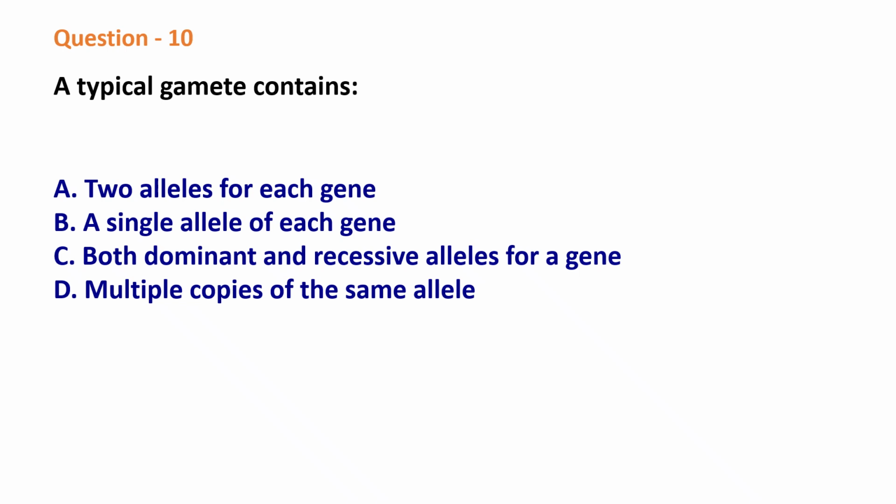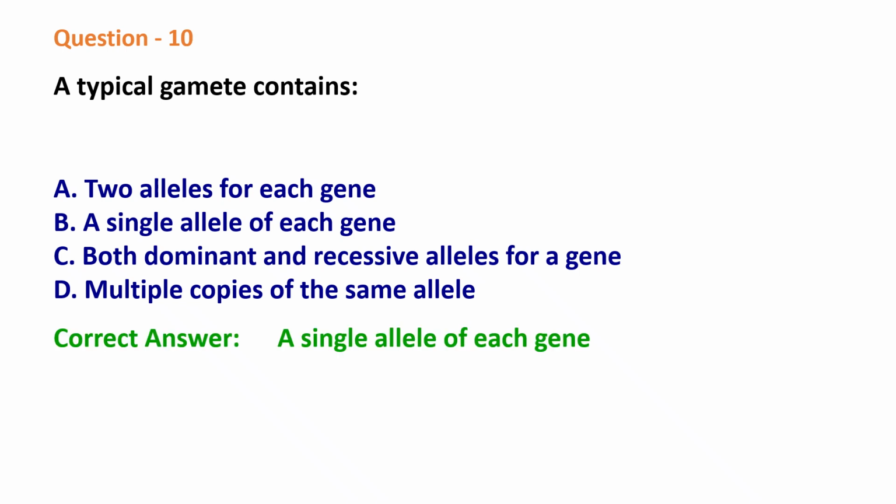Question 10. A typical gamete contains options: two alleles for each gene, a single allele for each gene, both dominant and recessive alleles for a gene, multiple copies of the same allele. Correct answer: a single allele of each gene.